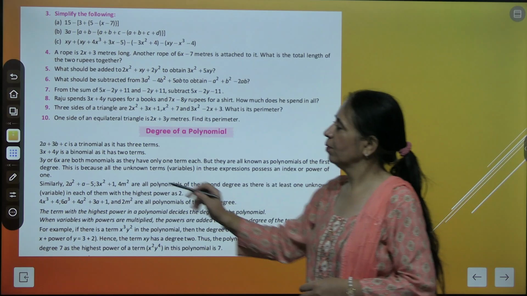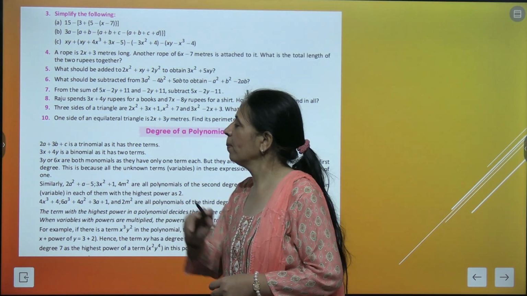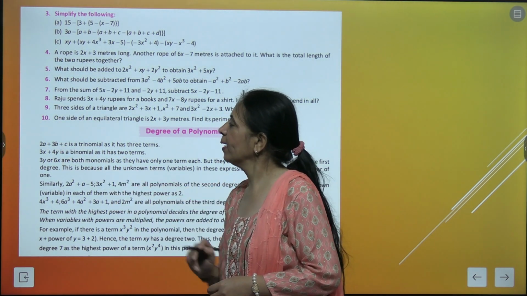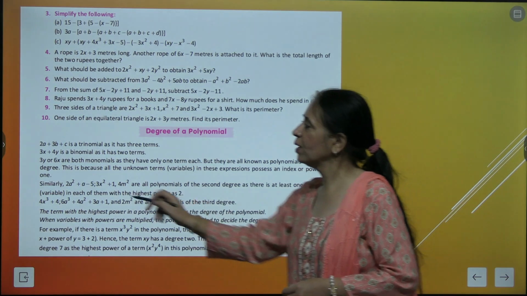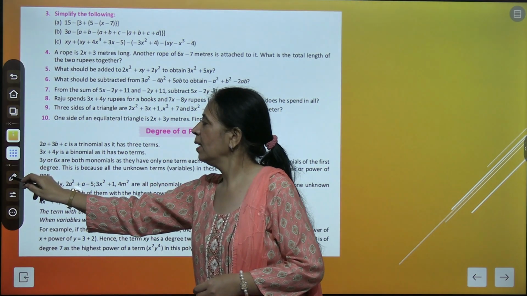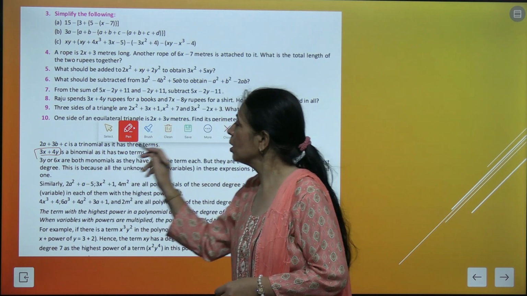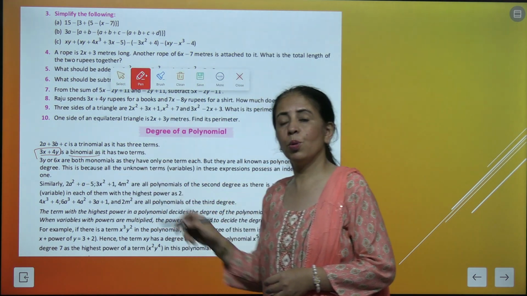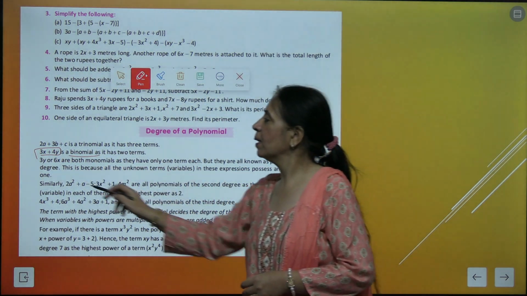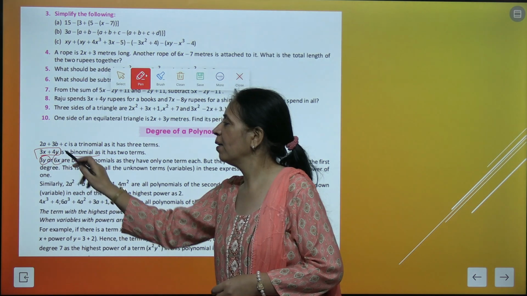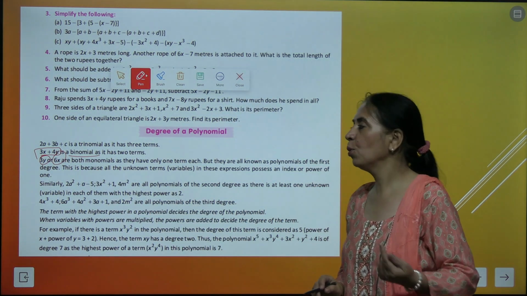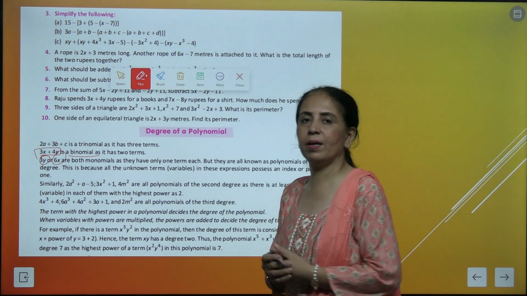So here let us take a trinomial. इस trinomial में कितने terms हैं? We have 3 terms, right? Similarly, we have next expression. इस expression में हमारे पास 2 terms हैं, तो हमने इसको बोला binomial. Similarly, अगर हमने 3y 6x लिखा, this is a monomial, क्योंकि यहाँ पर 1 term.